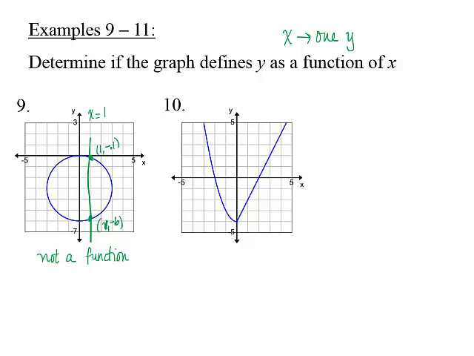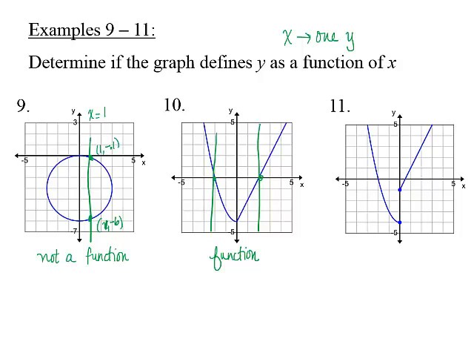In number 10, I have this other graph. It looks like part of a parabola and part of a line. We'll talk about those more in detail as we go through the course. But if I draw a vertical line anywhere on the graph, notice that every vertical line is going to only touch my graph in one point. And so this is a function because each value of x corresponds to only one y value.